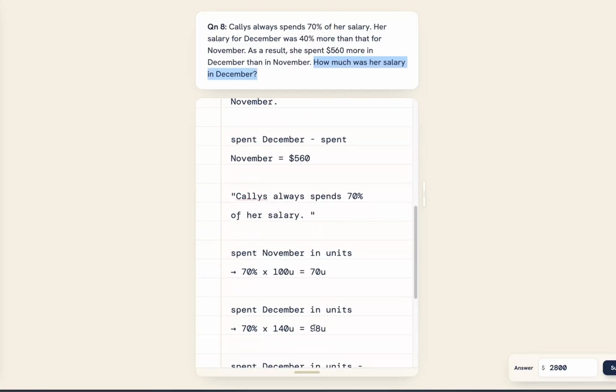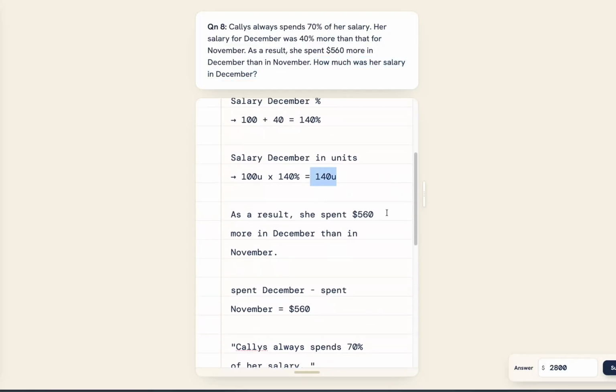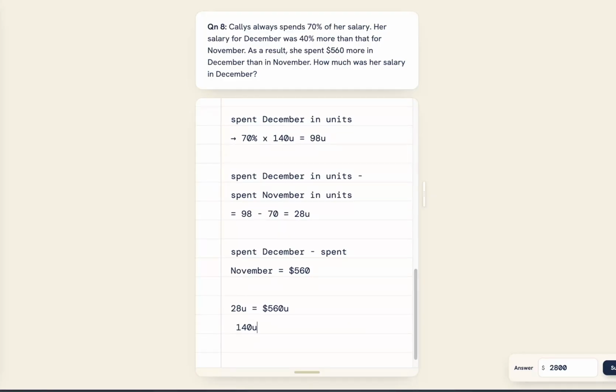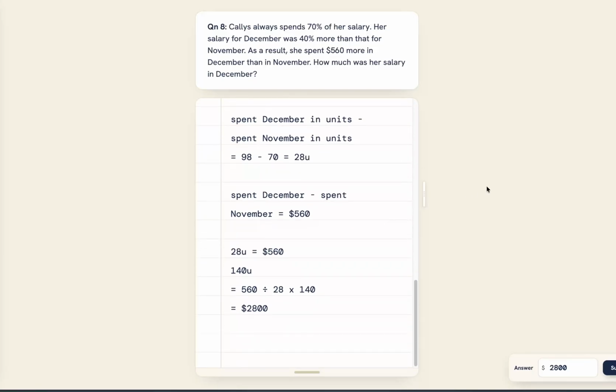So December over here, her salary, if we scroll all the way up, is 140 units. So that means 140 units is equal to 560 divided by 28 times 140. This will be equal to $2800, what you see over here. Okay, there you go. So that's the answer.